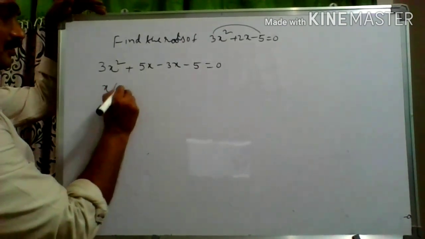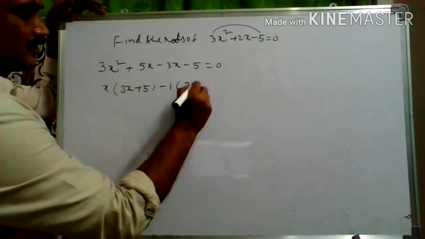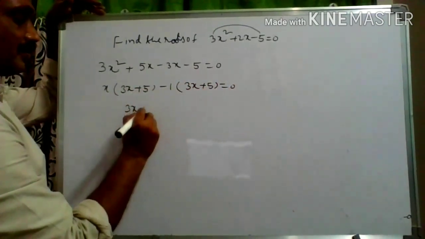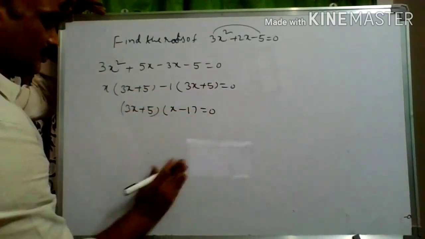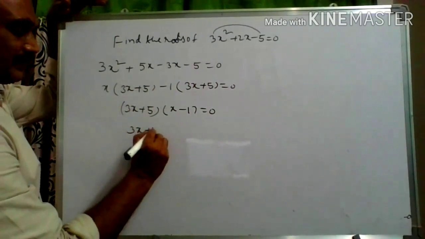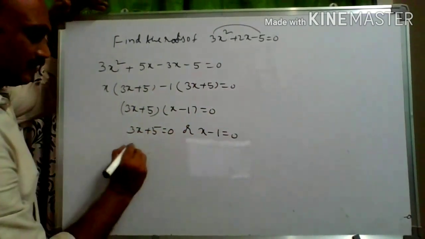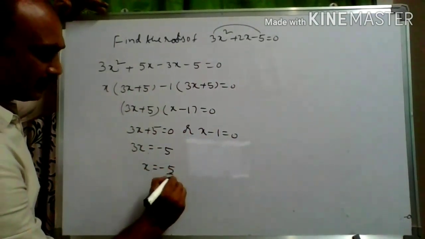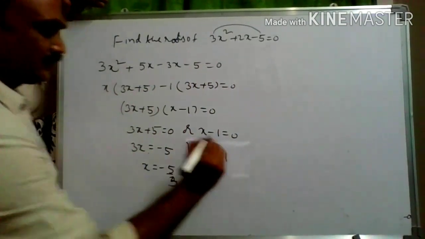Taking x common, x into 3x plus 5, minus 1 common, minus 1 into 3x plus 5 is equal to 0. 3x plus 5 common: 3x plus 5 into x minus 1 is equal to 0. So 3x plus 5 is equal to 0, or x minus 1 is equal to 0. 3x is equal to minus 5, x is equal to minus 5 by 3, or x is equal to 1.